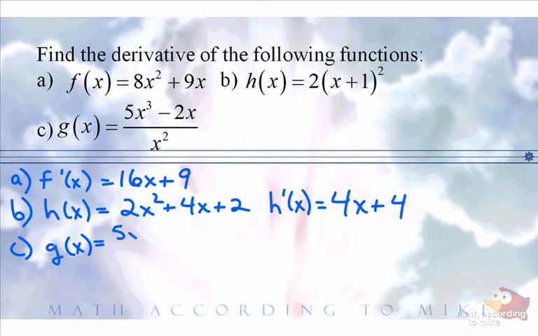5x cubed. Who's that by? I forgot. That's right. Where are they now? Minus 2x over x squared. 90. Really? You know the year? Wow.